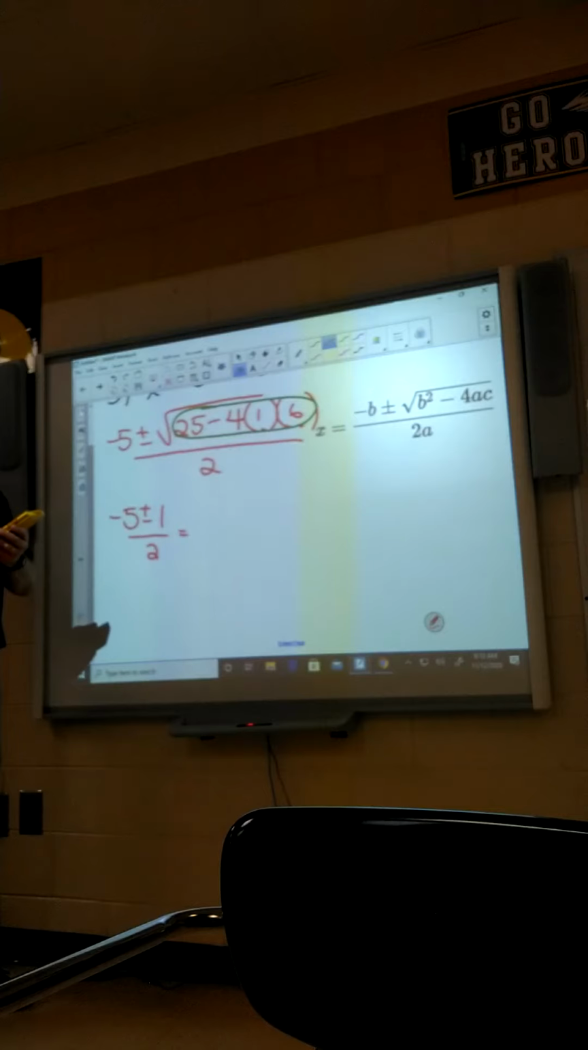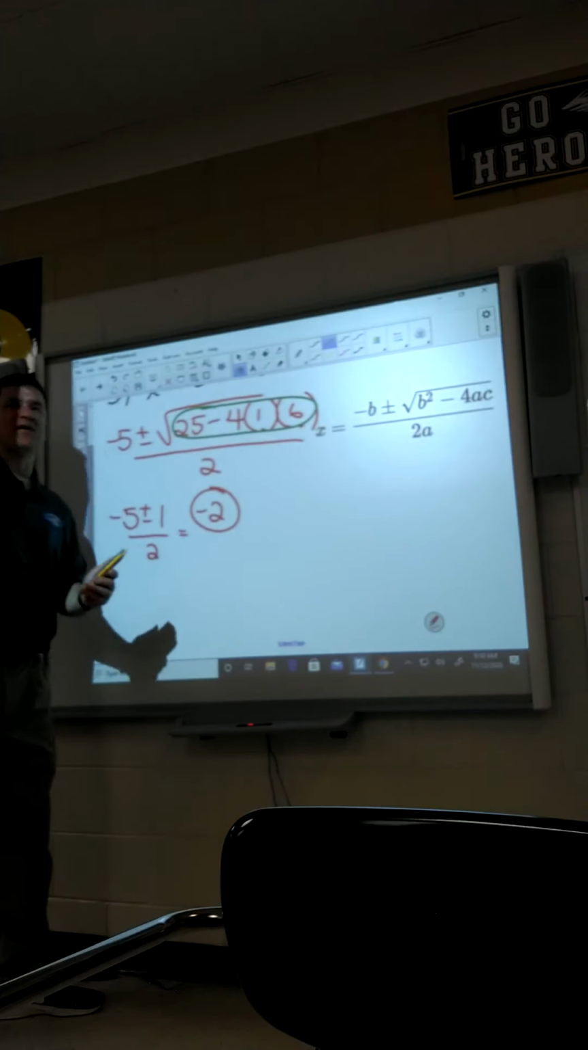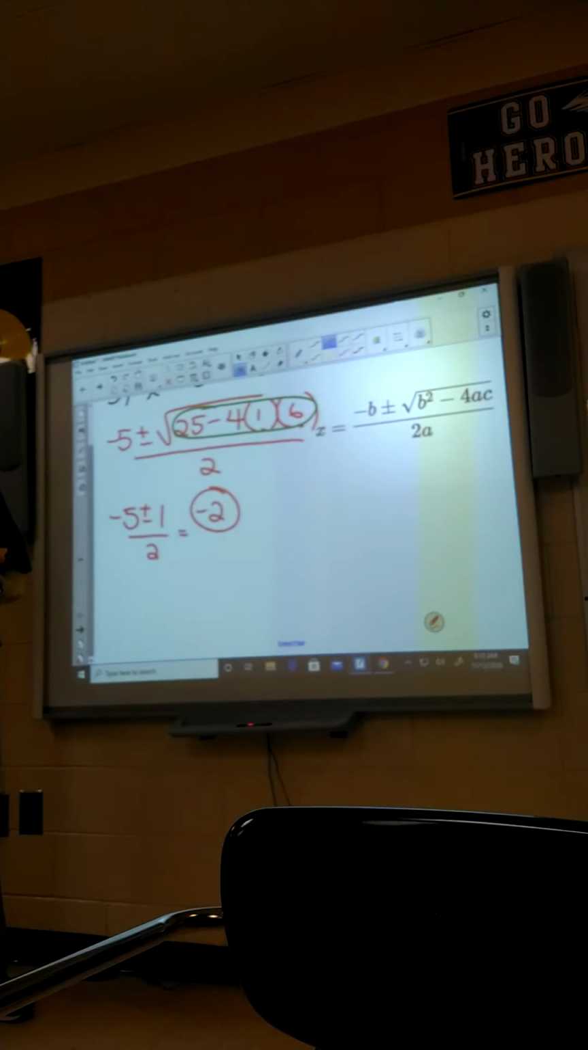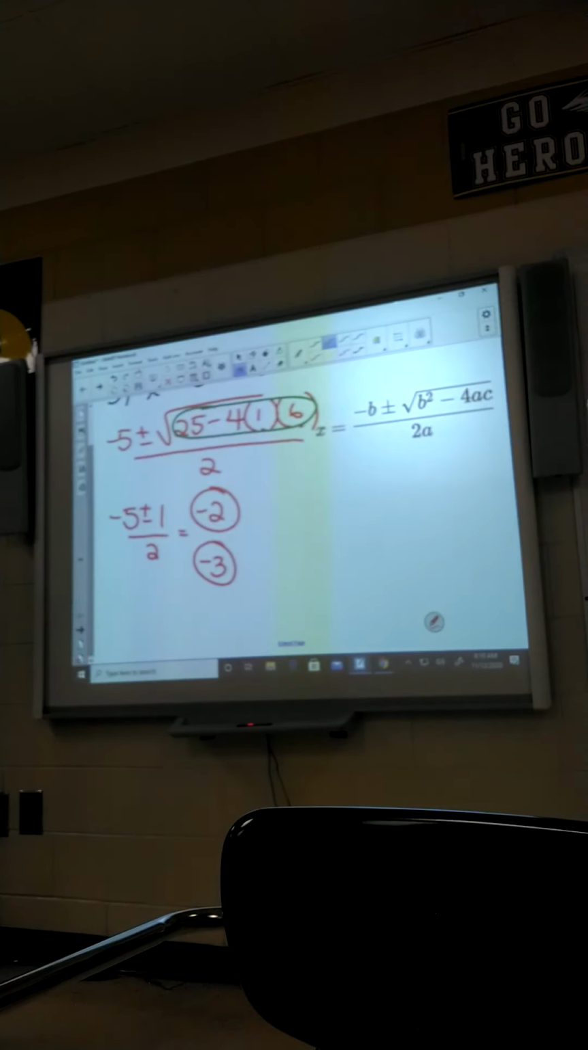All right, so -5 plus 1 goes on top. The bottom is 2. What's y'all's first answer? -2. How do we find the second answer? The same thing, except now do -5 minus 1 on top. So I think you guys are going to do well on this. This is not hard. A lot of it's in the calculator. What's y'all's second answer? -3. Good. Now, everybody good on that one? That was like the ones we did yesterday.